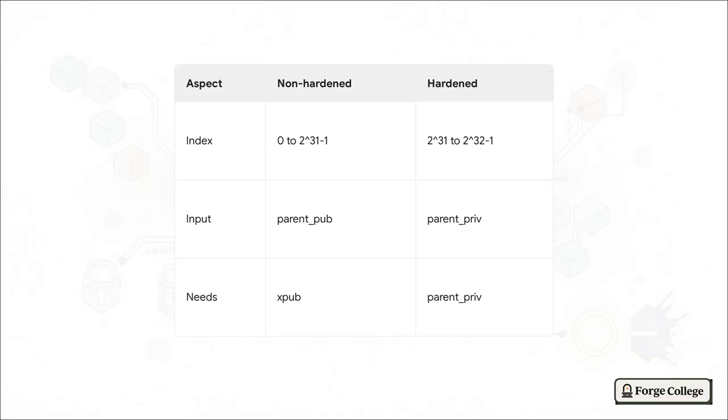And because hardened uses the private key, you literally cannot derive its children if you only have public information. It acts as a rock-solid cryptographic firewall. If you expose a non-hardened public key, yeah, people can see your child public keys. But a hardened child remains completely hidden and totally safe, even if the public information gets exposed.